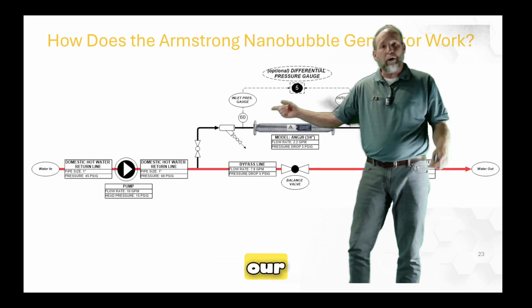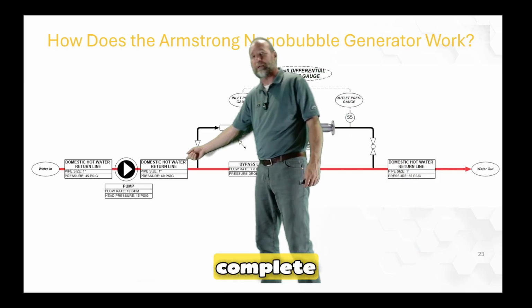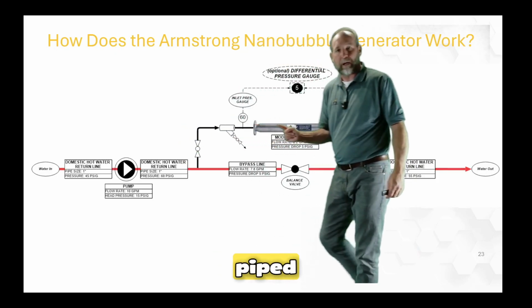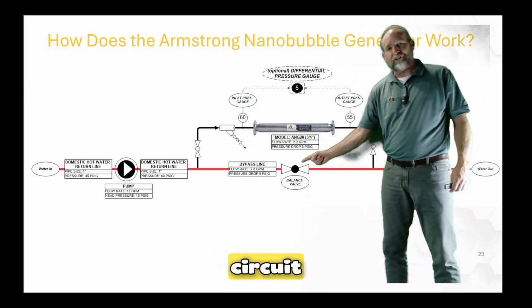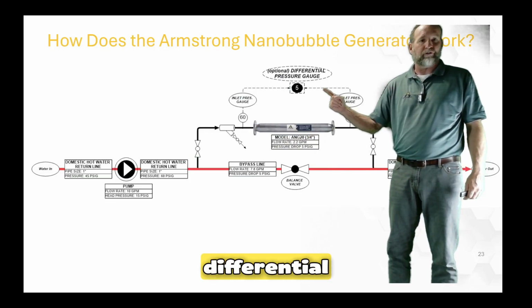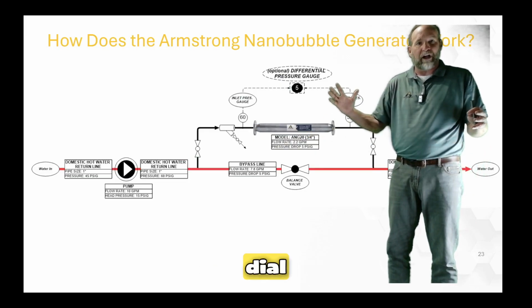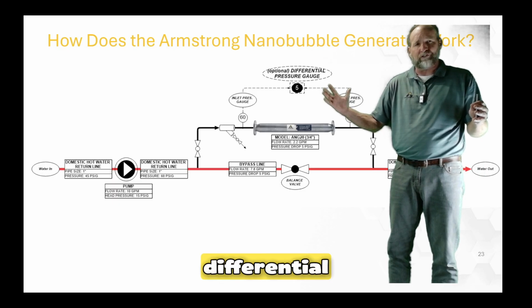So for instance, on our packages, we sell this as a complete package where it's all pre-piped with the strainer and the circuit setter and everything. We use a differential pressure gauge. Makes it really easy to dial these in. So I always recommend a differential pressure gauge.